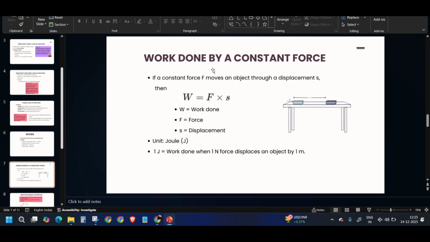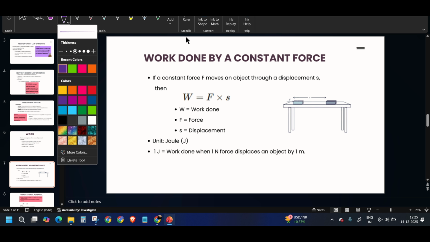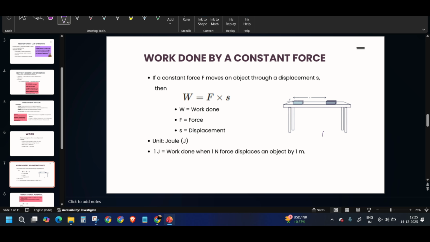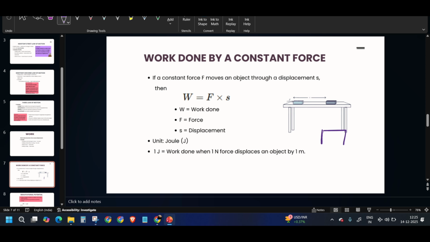Coming to the next topic, work done by a constant force. Here we assume an object is placed on a surface. If we apply a force on the object, the object also moves in the same direction. So if a constant force is applied on an object, the object experiences a displacement.